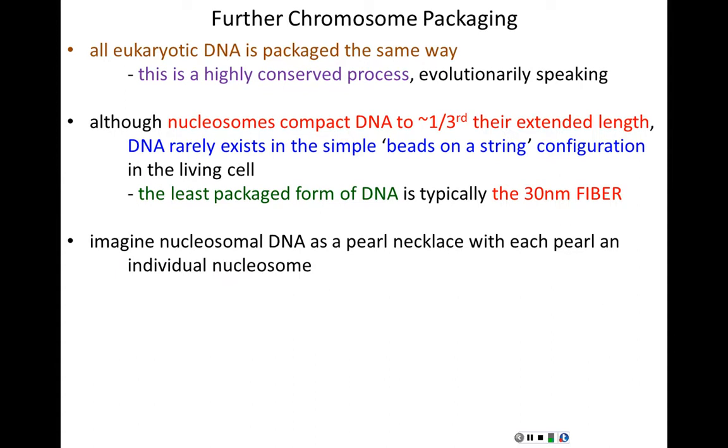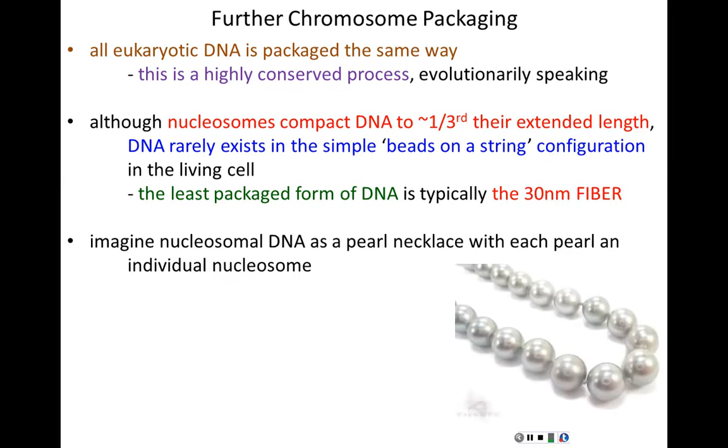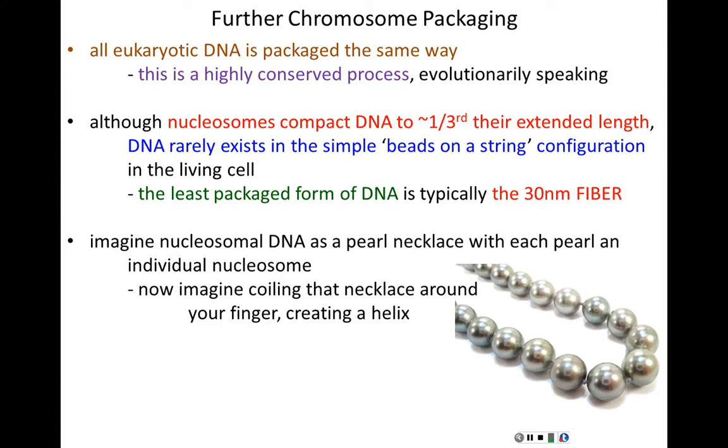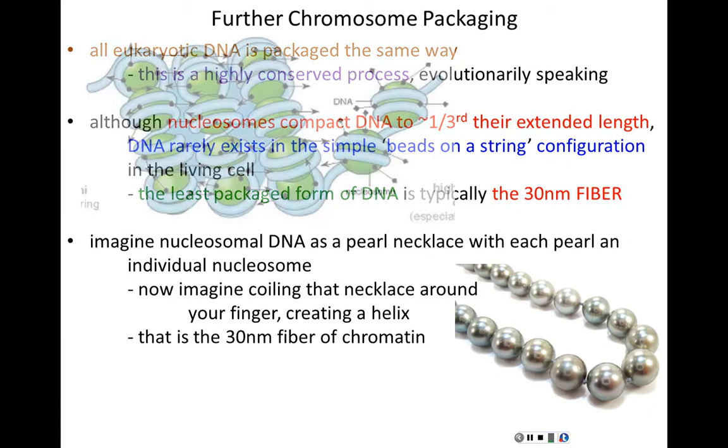Now, to analogize the 30 nanometer fiber, imagine that nucleosomal DNA is a pearl necklace, and each pearl on that necklace is an individual nucleosome. Okay? Now imagine taking that pearl necklace and wrapping it around your finger. So coil that necklace around your finger so that you've almost made a helix of the necklace. That is the 30 nanometer fiber of chromatin. That is the least packaged form of DNA that you would find in a living cell.